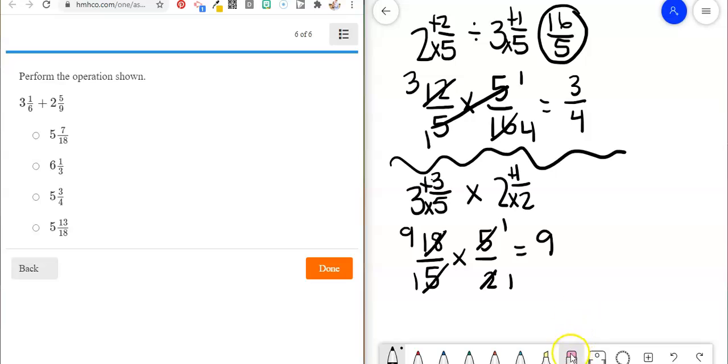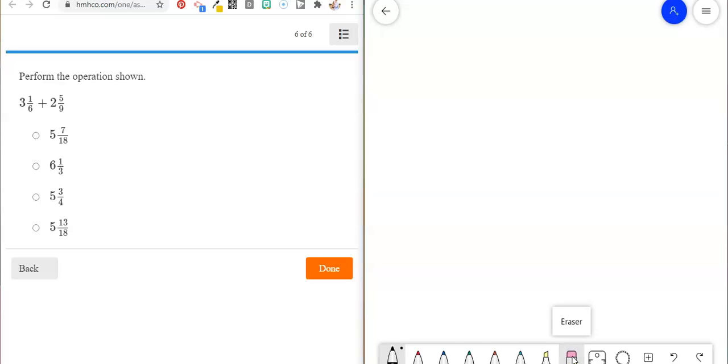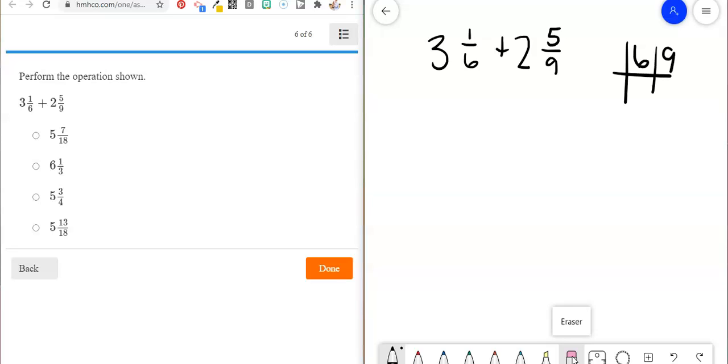And lastly, we have an addition problem. And so with addition, we actually have to find a common denominator. If you come over, some of you may know, that's fine. Otherwise, you can do some tic-tac-toe to help yourself out. 3 goes into 6 twice, and 3 goes into 9 3 times. So I'm going to multiply this row together. 3 times 2 is 6. 6 times 3 is 18. So my denominator is going to be 18.